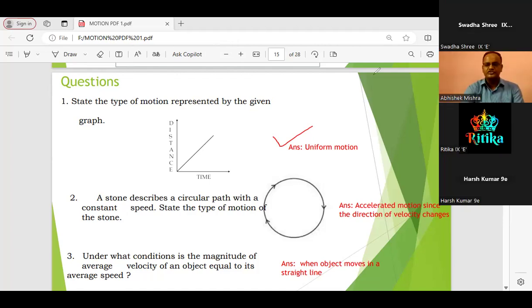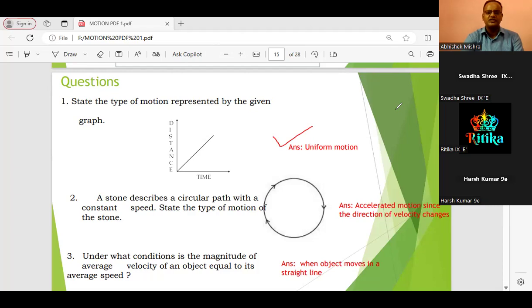Okay, Swadha, unmute yourself. Okay, Swadha, I think there are some network issues from your side. No problem, you can also write the answer in the chat box. Yes, Ritika has already responded through the chat box: because the direction of the velocity changes. Okay, Ritika has answered.